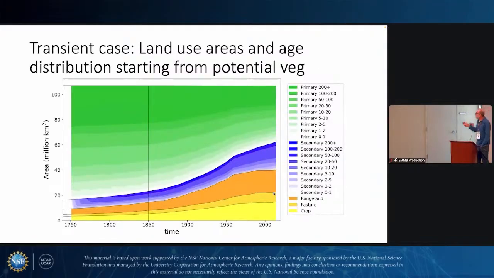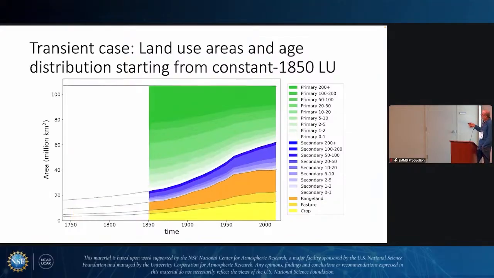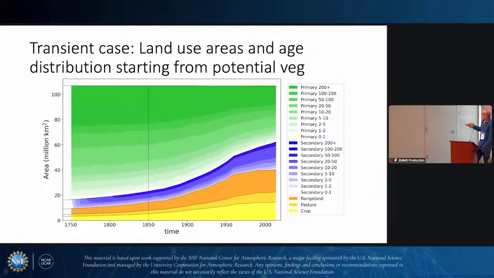This is a figure that I'm happy to have been able to make. It shows the total area of the planet in different land use categories over time, and on top of that, the age distribution for primary and secondary lands over time. The black lines come from the forcing data sets. Unfortunately, I've chosen colors here such that crop and pasture are the same color in this version of the figure.